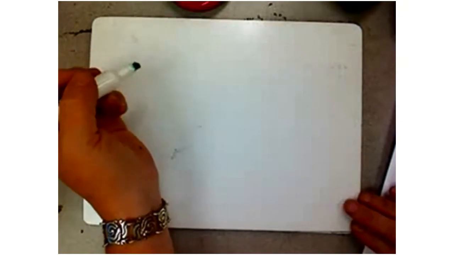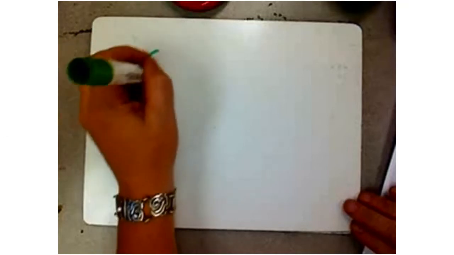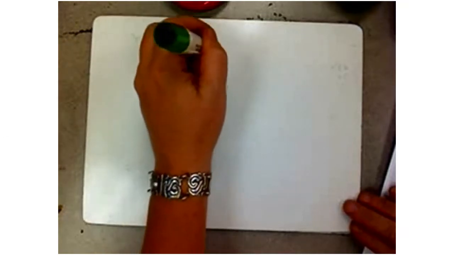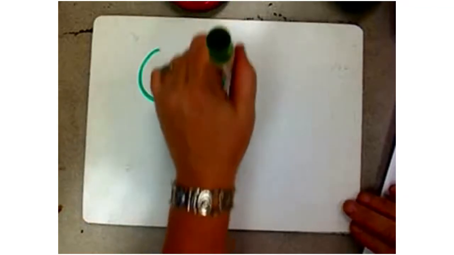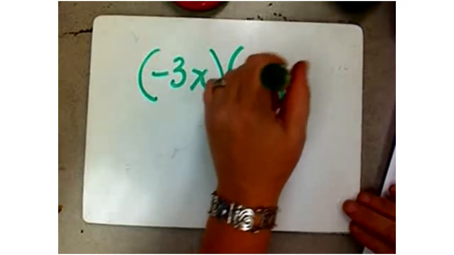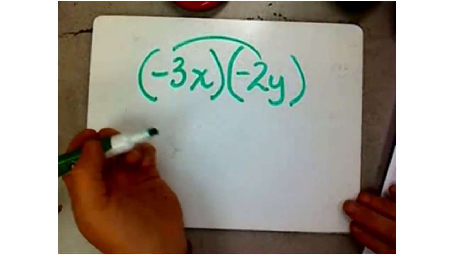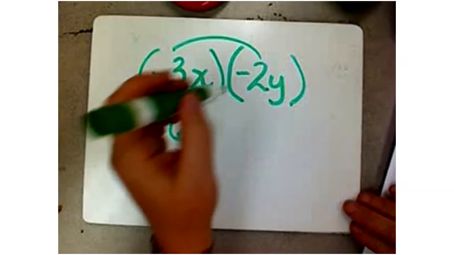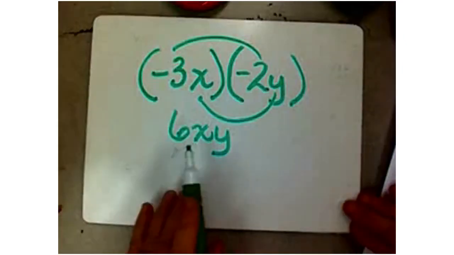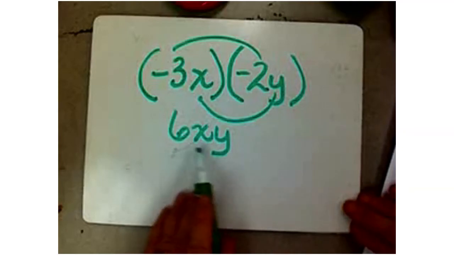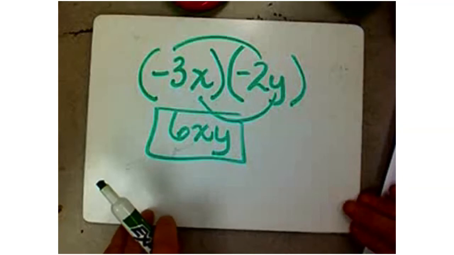Example 3 shows you what happens when there's more than one variable. If we have (negative 3x)(negative 2y), we can multiply the negative 3 and the negative 2 and we get a positive 6, and then we multiply the x and the y and we just say x, y together, x times y. We don't know their values, so this is as far as we can go by saying it's 6xy.